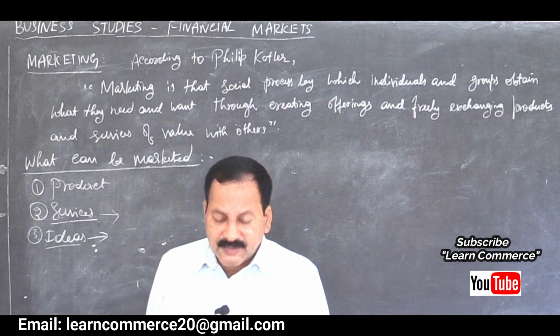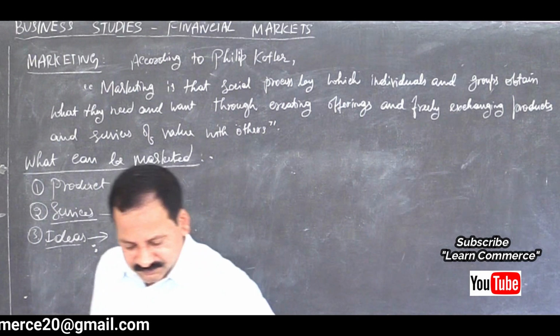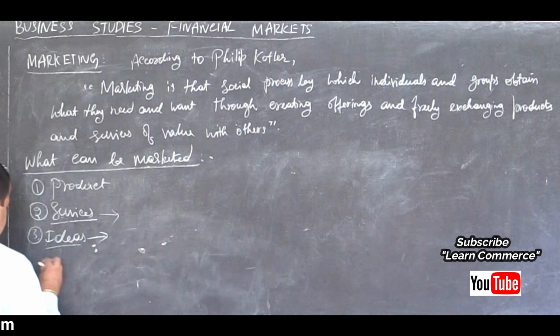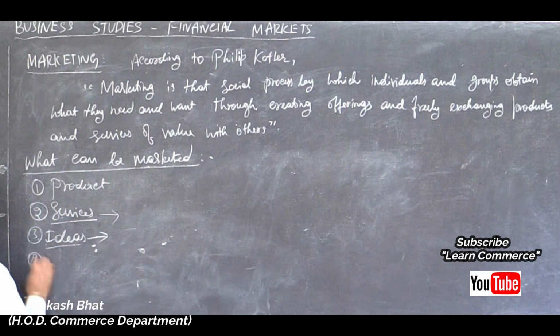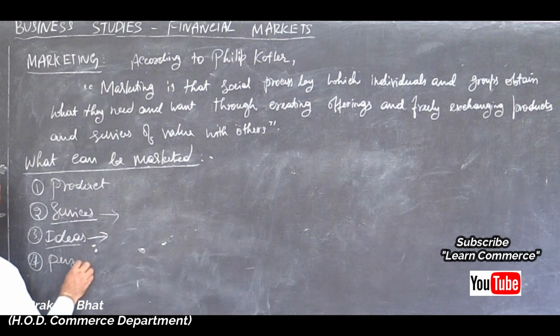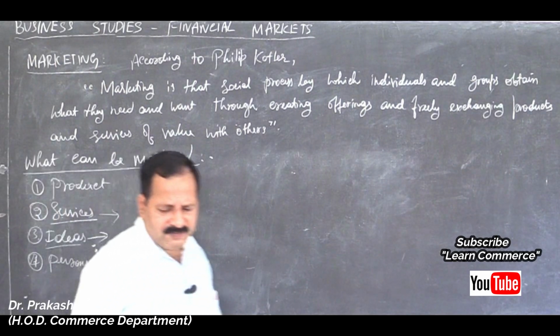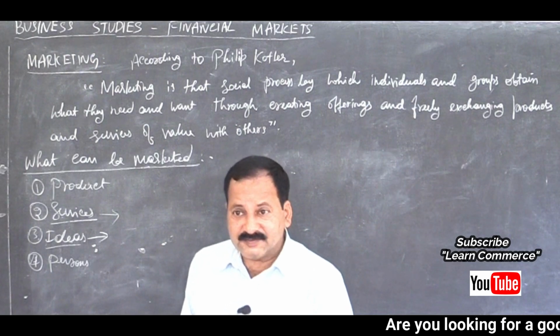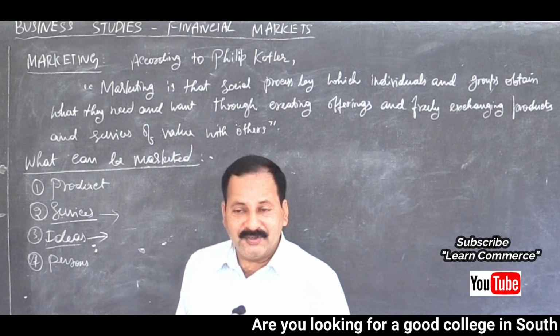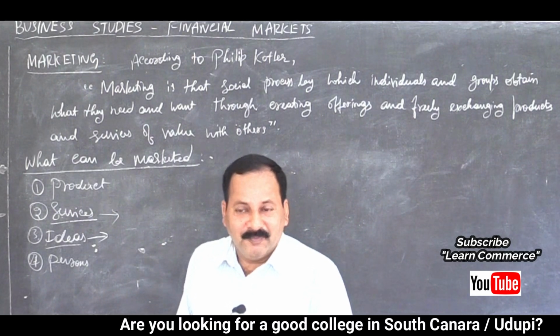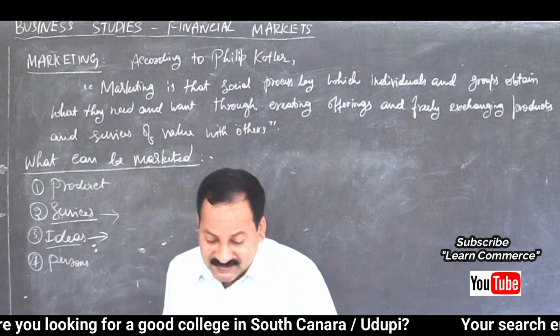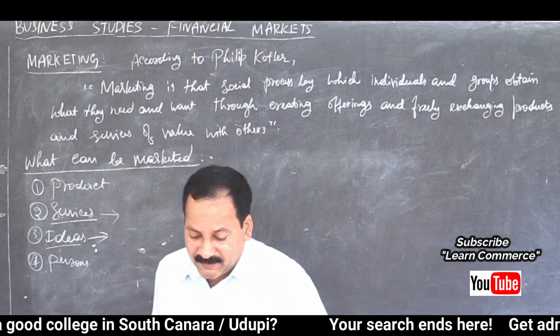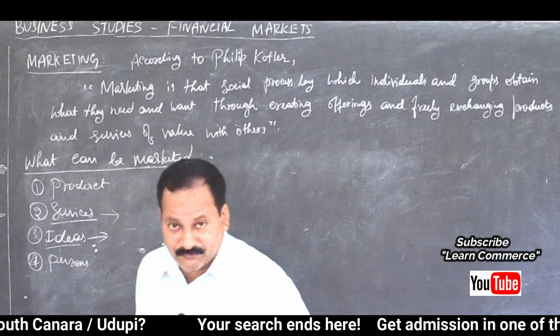Next one is persons can be marketed. Persons. What do you mean by persons? Not selling the people, isn't it? Like we sell sheep or goat per kg this much. No, persons cannot be marketed in that way. Persons in the sense that is like candidates for certain posts.